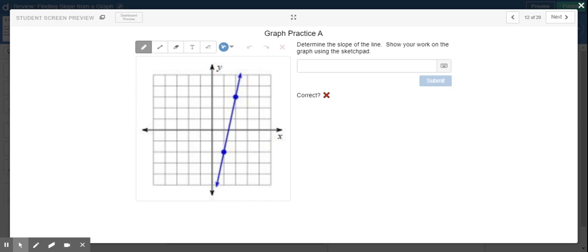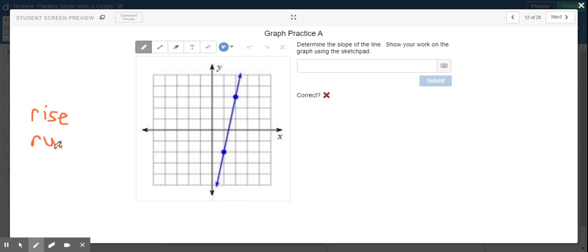So first example we have here, we're trying to determine the slope of a line. And it says, show your work on the graph using the sketch pad. So here I have a line given to me with 2 points here that I can use to find my slope. So if we remember, slope is rise over run. So if I'm trying to find the rise over the run, then I need to just count how many do I rise, how many do I run for this line from point to point.